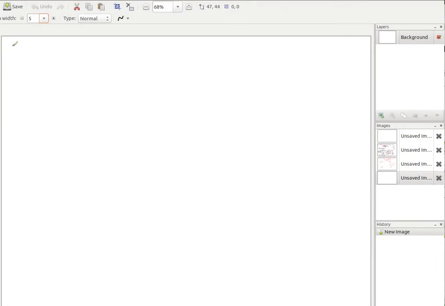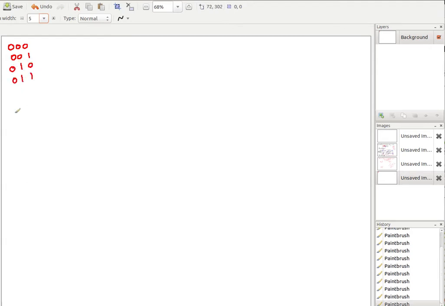So we said that there are 8 different possibilities: 0 0 0, 0 0 1, 0 1 0, 0 1 1, 1 0 0, 1 0 1, 1 1 0, 1 1 1. 8 different possibilities are there for a window. Can there be any more possibilities? No.